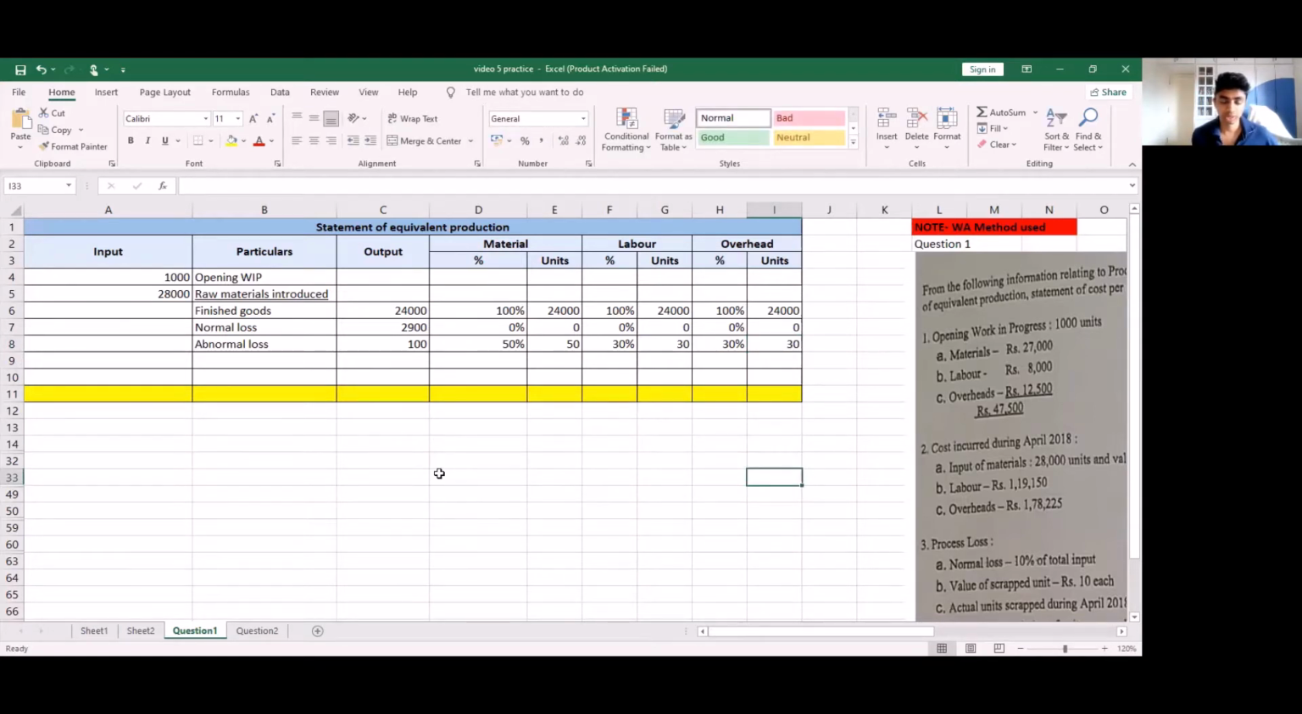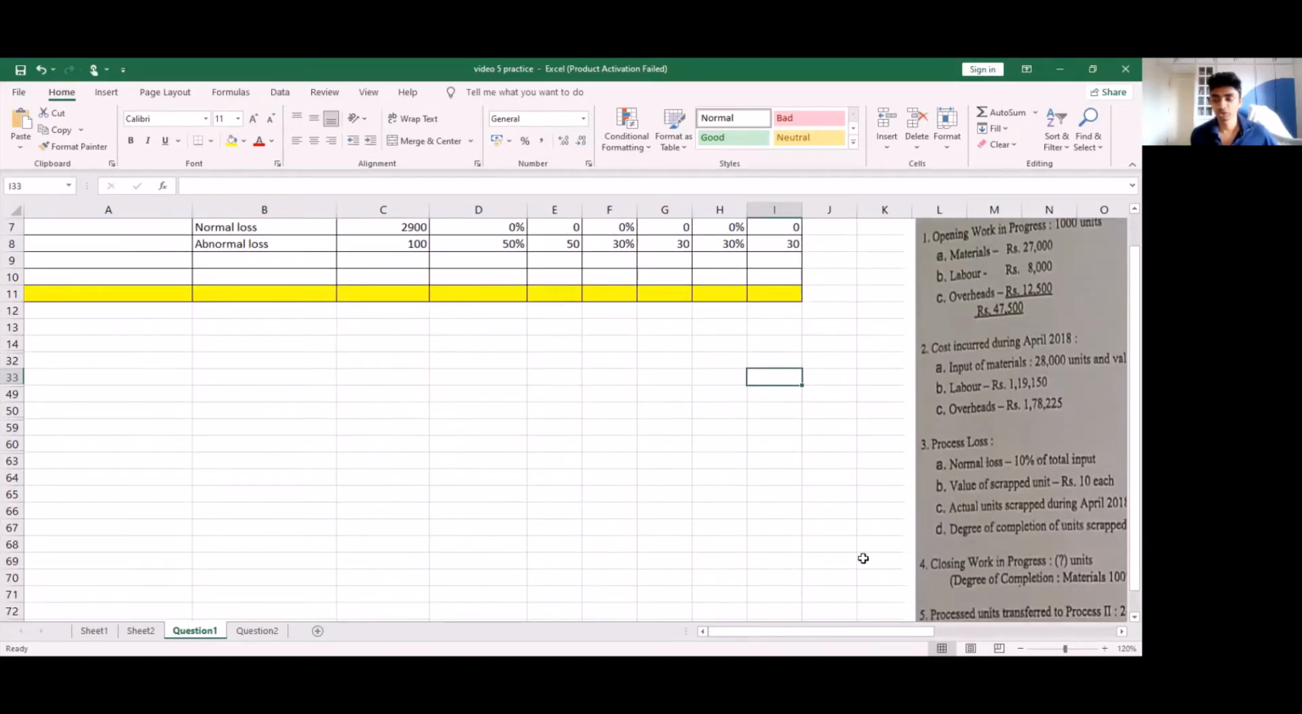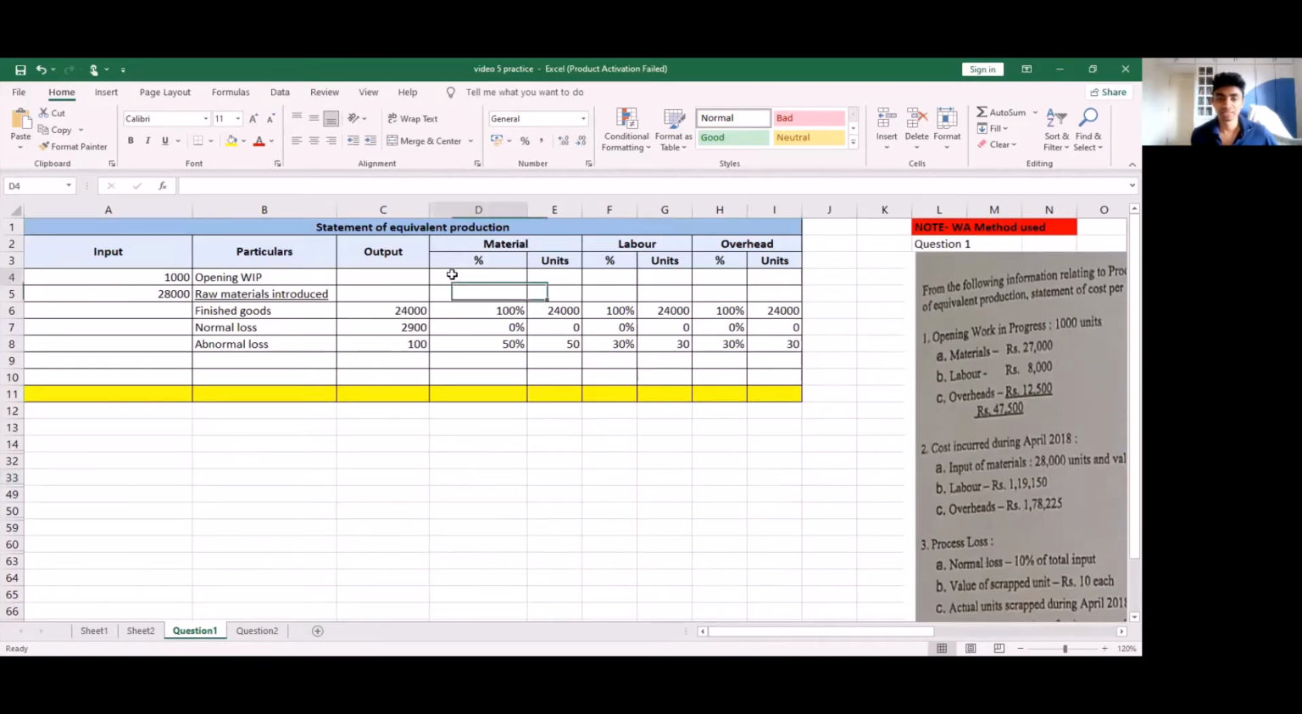If this is clear, I'd also like to mention that when we were doing our FIFO method, we had to remember that if degree of completion was 70%, then we would write 30% here, because 70% work has already been completed in the previous year and 30% work is left for this year. But in our weighted average method, that is not something you have to worry about, because we don't write our degree of completion or units for opening work in progress.